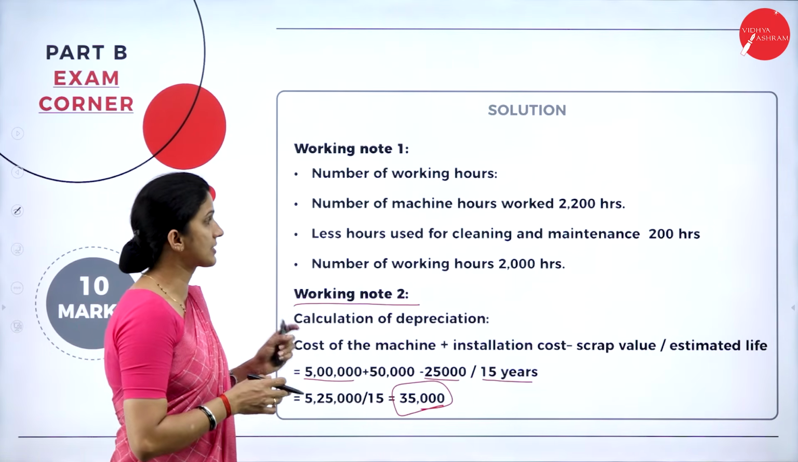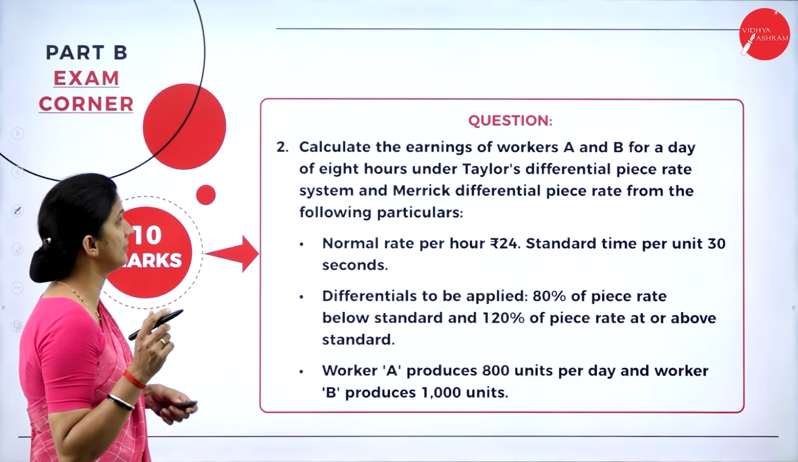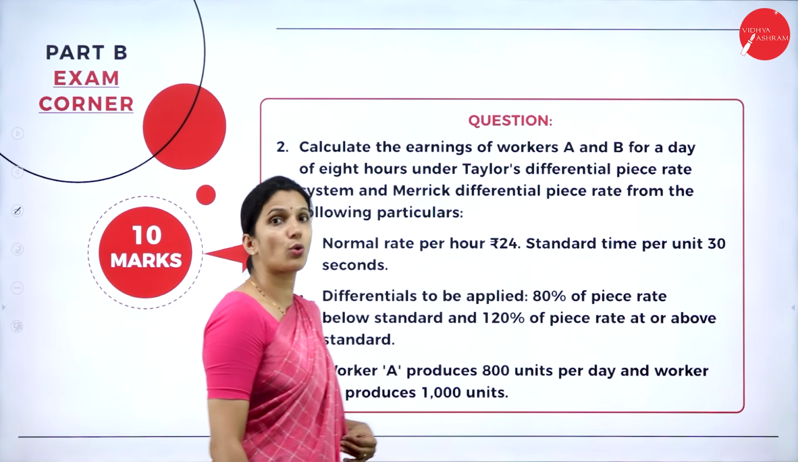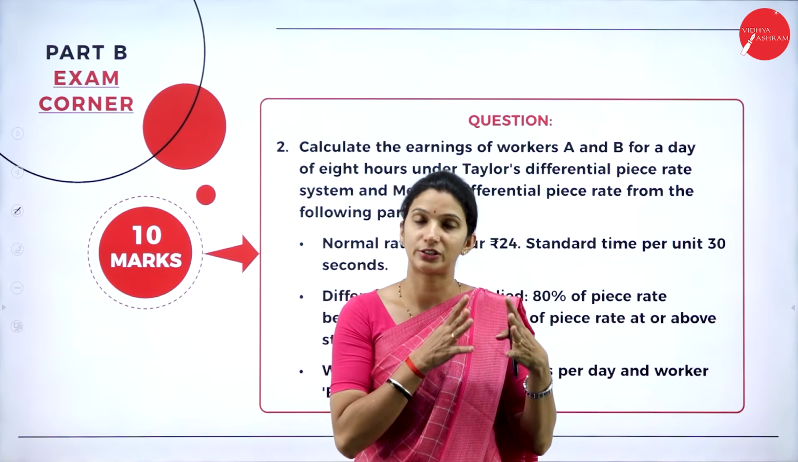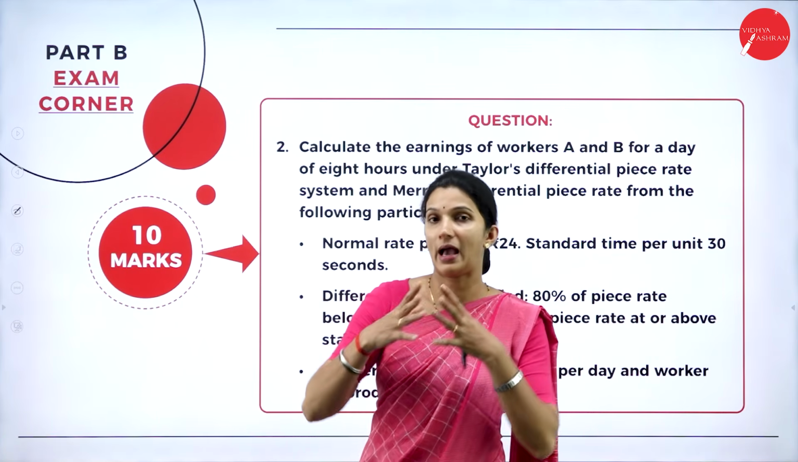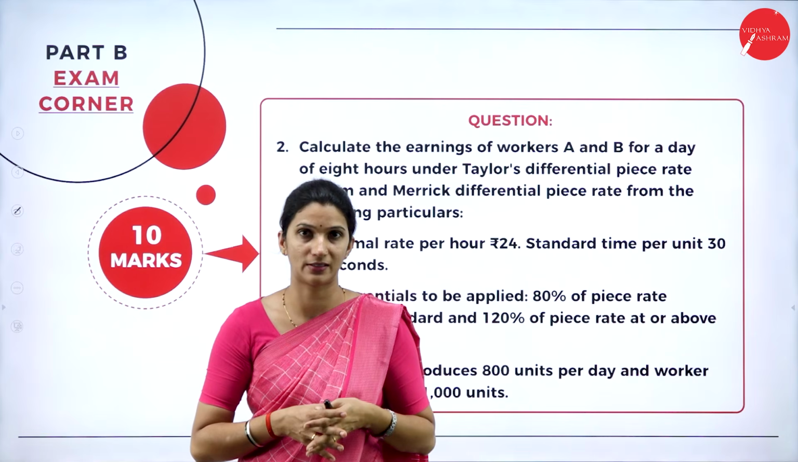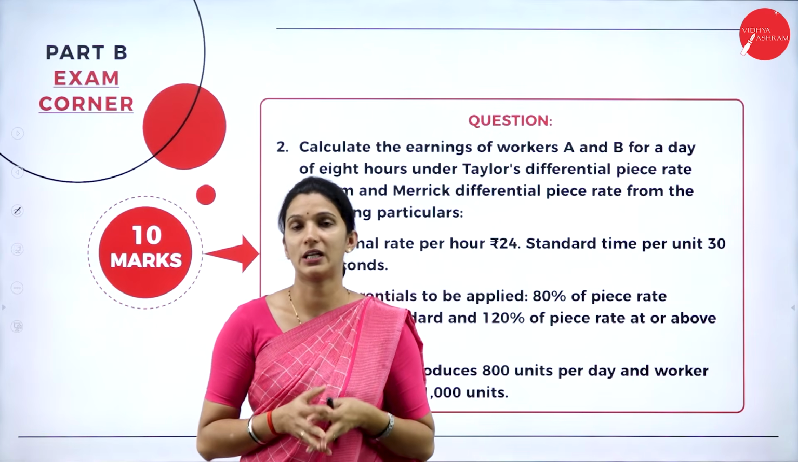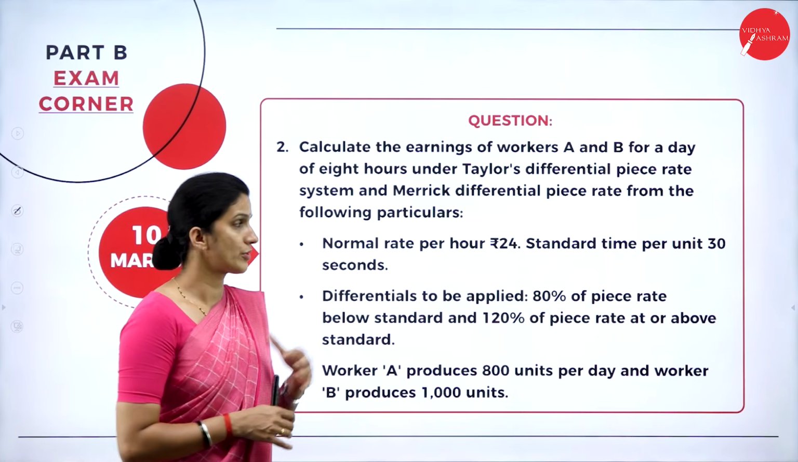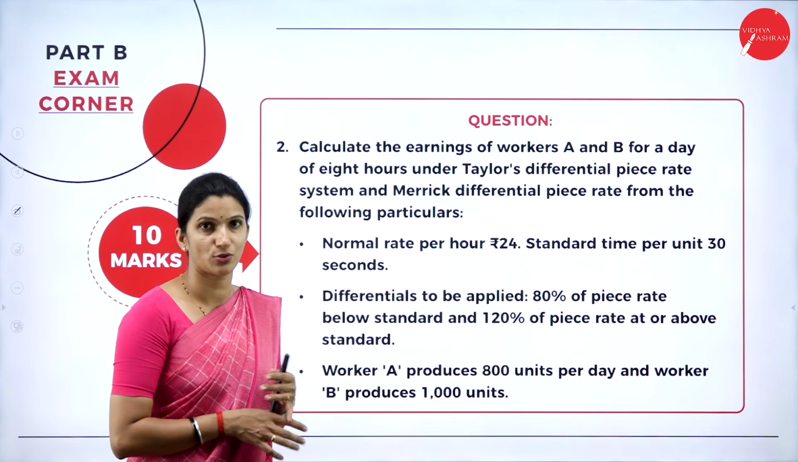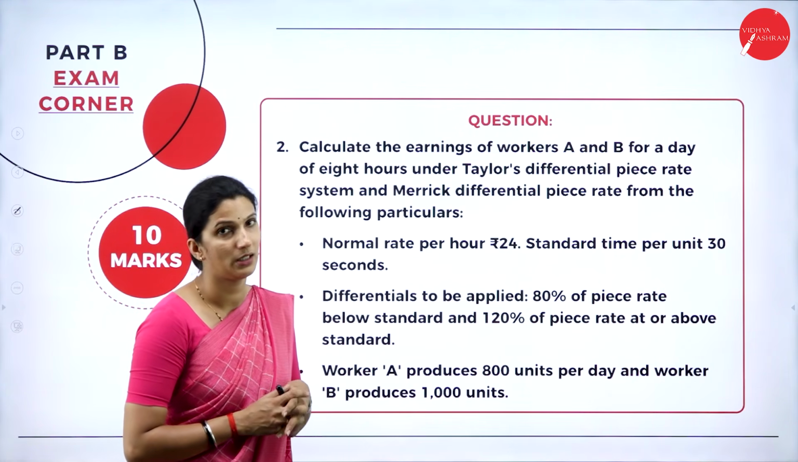So in the same way, next we'll move on to the second question. That is the calculation of the total earnings of worker A and B under both your Taylor's differential piece rate system and Merrick differential piece rate system. Both the methods, how to calculate the earnings. So that is the question that has been asked in the last year. So now we'll see the solution of this one, how to calculate the total earnings.